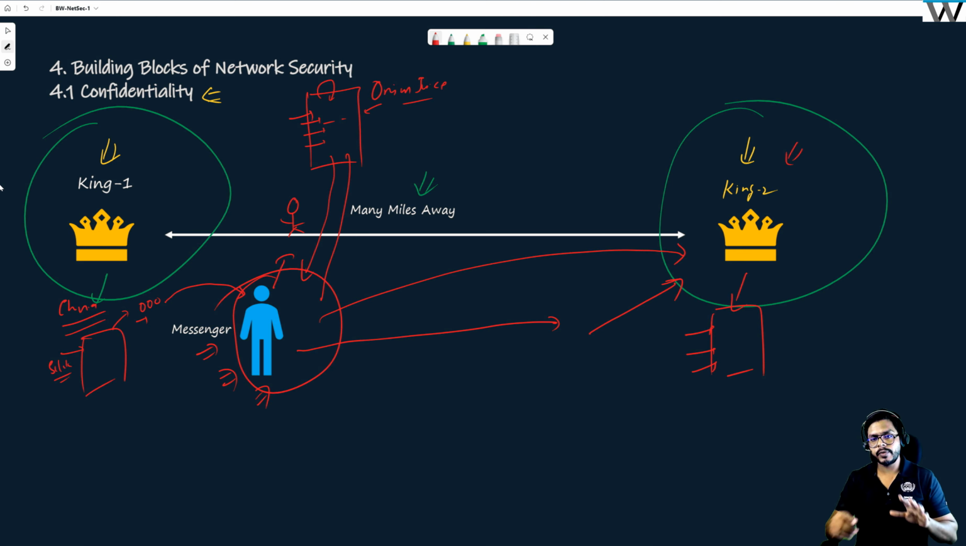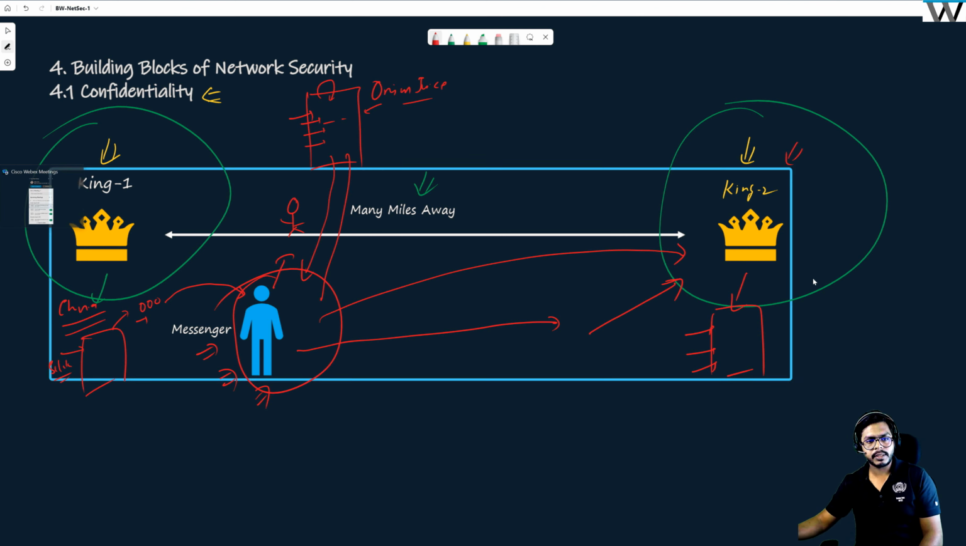Okay, so the whole point of this is that confidentiality is not new, guys. It has been there for so many years, right? People were using different types of methods. I'm just talking about only two. There were many methods, right?